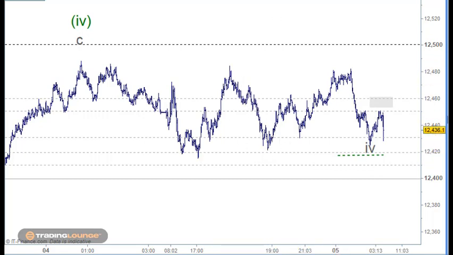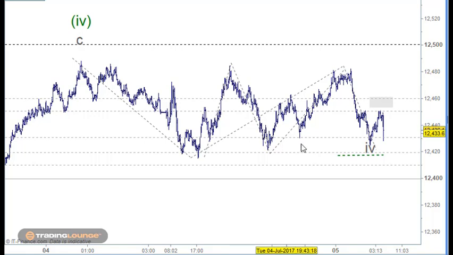So basically, this would work out as an A wave here, a B wave up here, and then a C wave down here, with an A and a B and a C wave in here. But that doesn't sort of fit either. So something's not quite right here. I can't get my head around it.